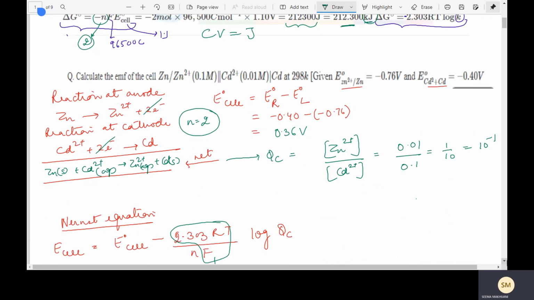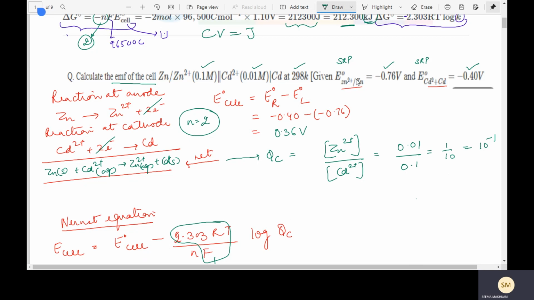The third question now. Pay attention to the question. Let me read the question first. Calculate the EMF of the given cell. अब cell में concentration change है. इसका मतलब you will have to use the Nernst equation. Temperature 298 है. You are given standard reduction potential value for zinc and the standard reduction potential value for cadmium. वैसे इतने सालों में अभी तक कभी standard oxidation potential नहीं दिया है, but there is no harm in checking.